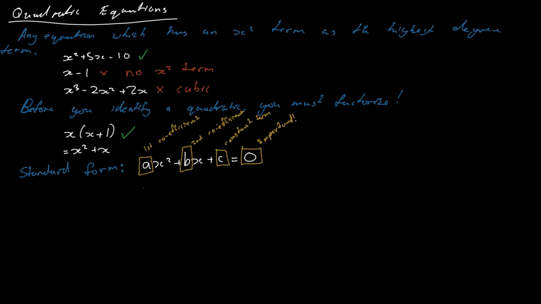This means we can define a, b, and c for various quadratic equations. For example, 4x squared minus x plus 4. The a is equal to 4. The b is equal to negative 1 because there's a 1 hidden there with algebra. And c is equal to 4.